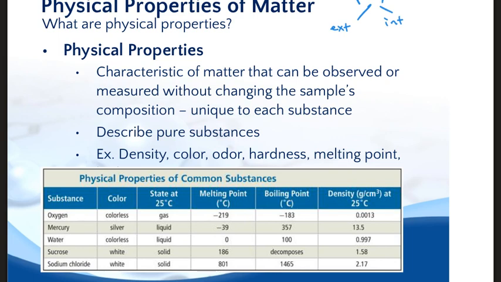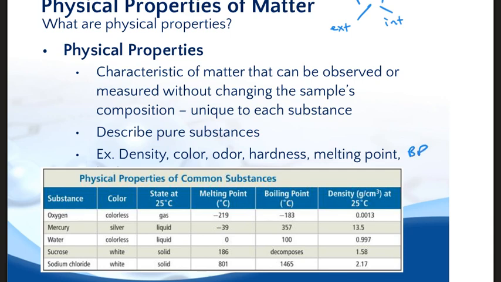So what's a physical property? This is a characteristic of matter that can be observed or measured without changing the sample's composition. So these are unique to each substance. It's this substance by itself, not how it behaves in the presence of other things. It's just how does this thing behave by itself. Again, we're describing pure substances, not a mixture of substances. So examples here: density, color, odor, hardness, melting point, boiling point.